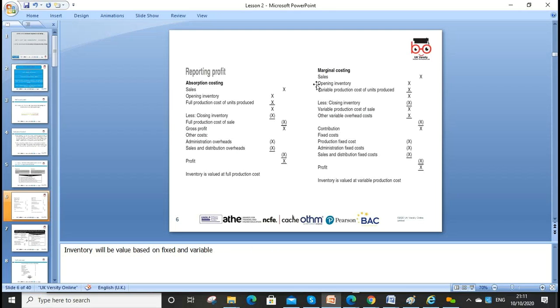Under marginal costing, opening inventory and closing inventory are based only on variable cost. Then you subtract the variable costs from sales and you get contribution. In absorption costing you get gross profit, then you subtract all other costs to get the profit. After contribution, you then have the fixed cost, which here we do not absorb, and you subtract it as the production cost, so that you get the profit. So inventory is valued at variable cost in one, and at full cost in the other.